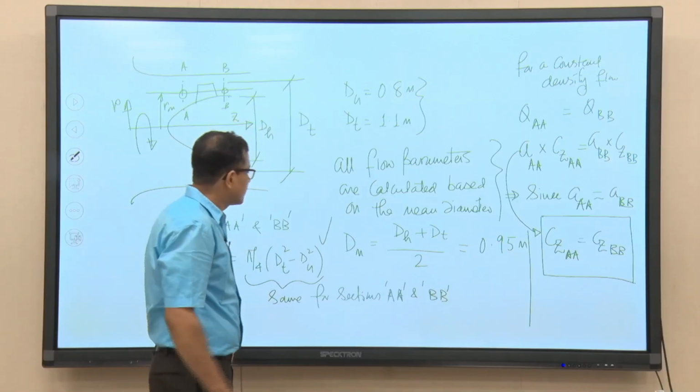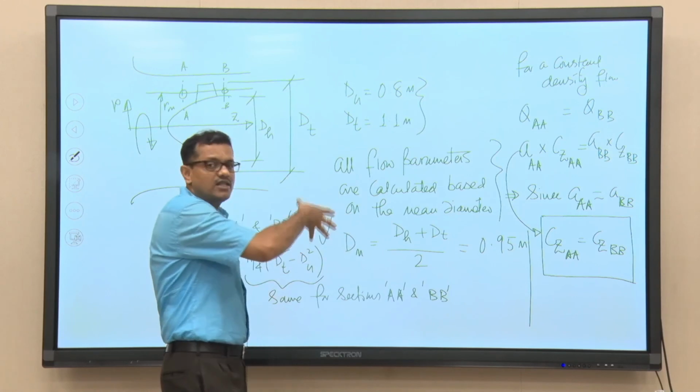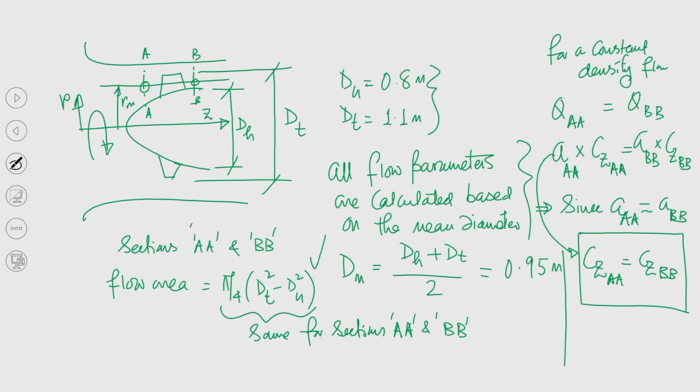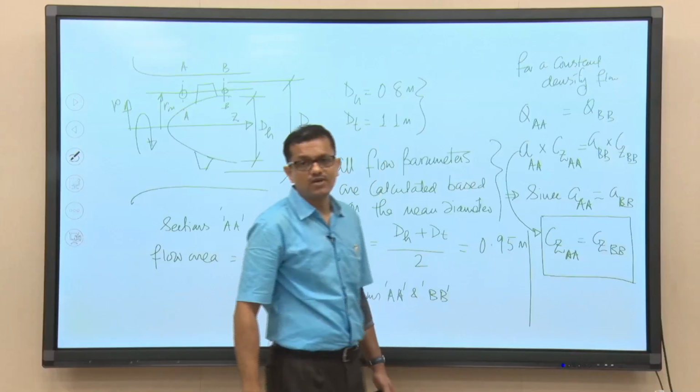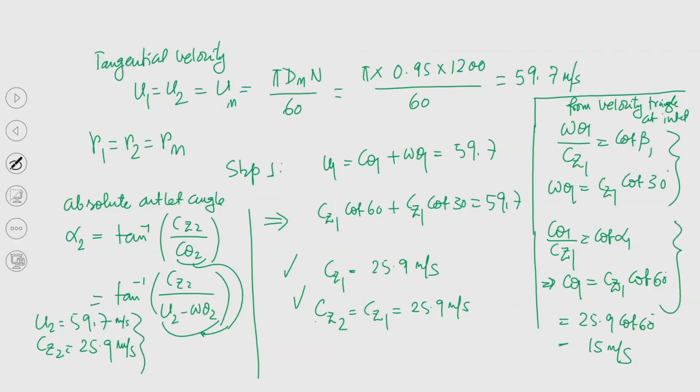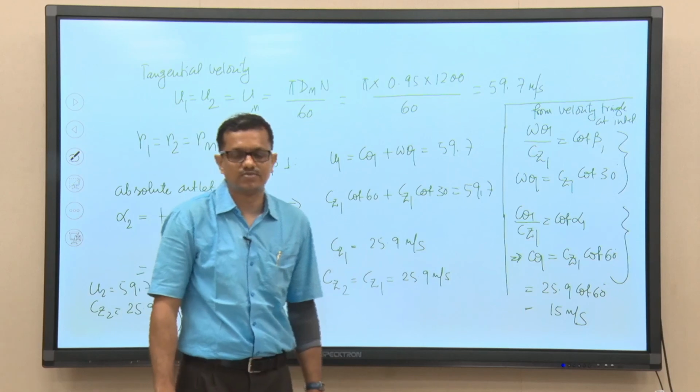One important aspect that we have discussed is that all the flow parameters must be calculated based on the mean diameter. It is also important to note that for constant density flow, since the flow area at the inlet and outlet is equal, the flow velocity will also be equal, that is Cz1 is equal to Cz2. Finally, by simply applying trigonometric relationships, we calculated the rest of the parameters, and from there the desired quantities for this problem.